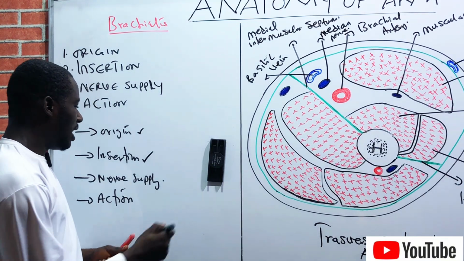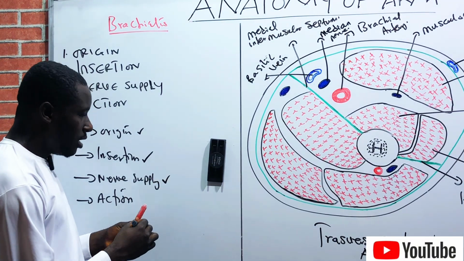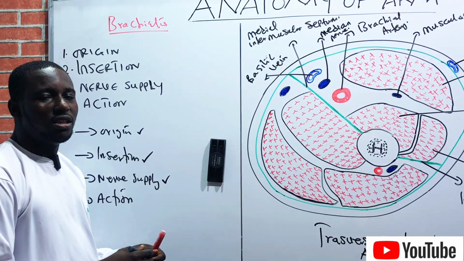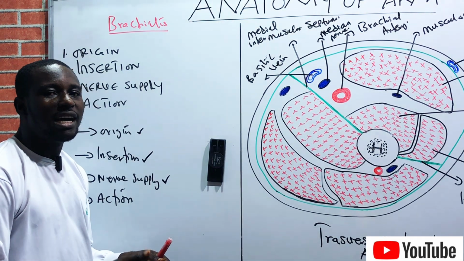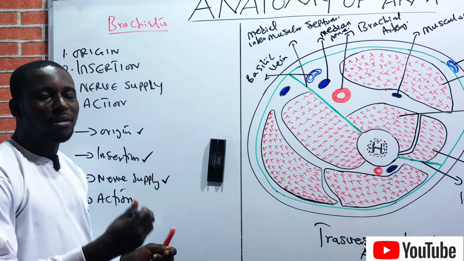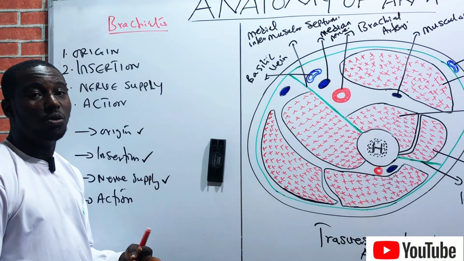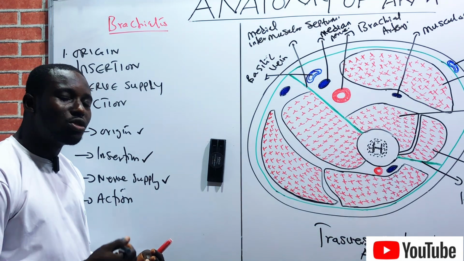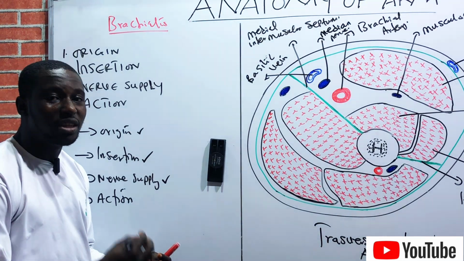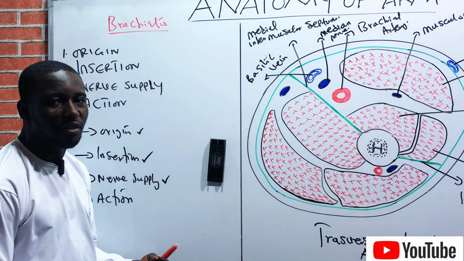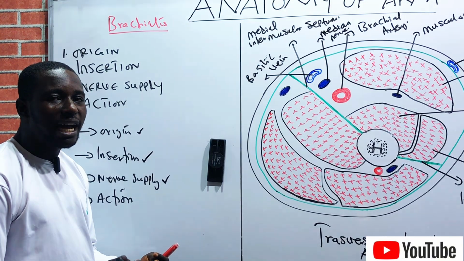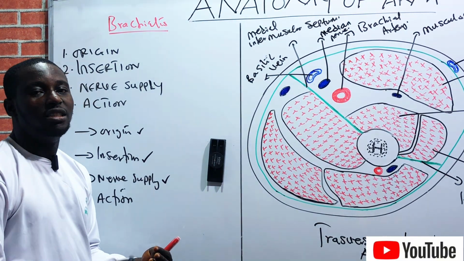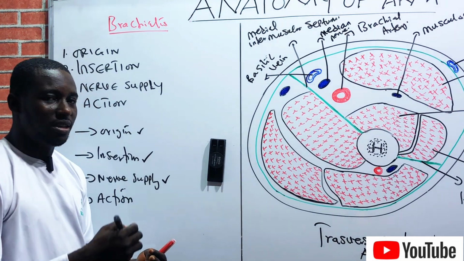Okay, the nerve supply. The brachialis muscle is supplied by two nerves. That means it has a dual innervation. To tell you that it has a what? A dual innervation. What are those nerves? The medial two-thirds of the brachialis muscle is innervated by the musculocutaneous nerve, while the lateral one-third is innervated by the radial nerve. So that is how it is.